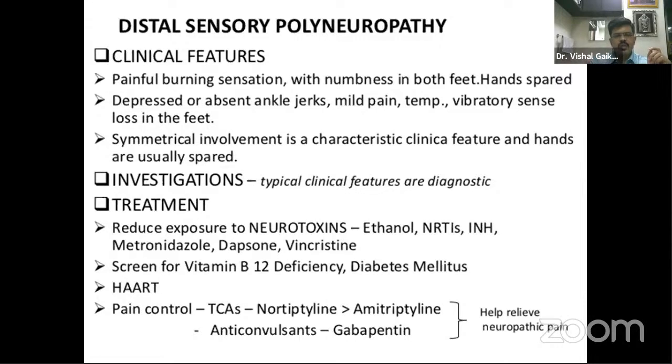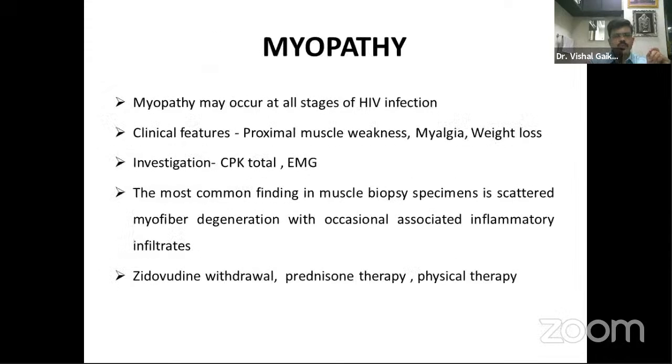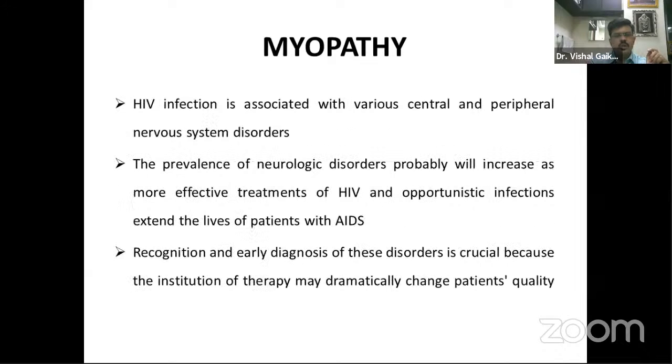Symptomatically, HAART and painkillers like nortriptyline and anticonvulsants like gabapentin could be used. Myopathy can occur at all stages and presents with myalgia and weight loss. There are no confirmatory features, but total CPK may be raised, and EMG may confirm the presence of myopathy. If it is myopathy, withdraw zidovudine if it is present. Give prednisolone therapy and physical therapy depending upon the patient.